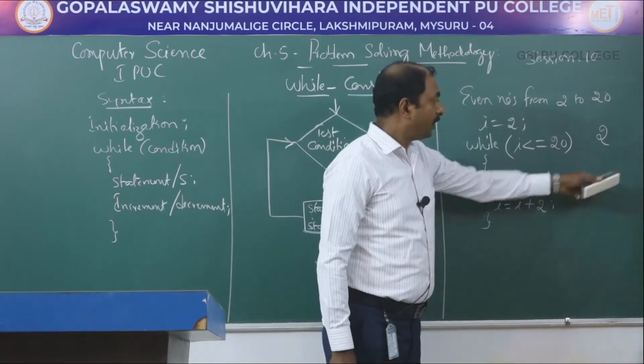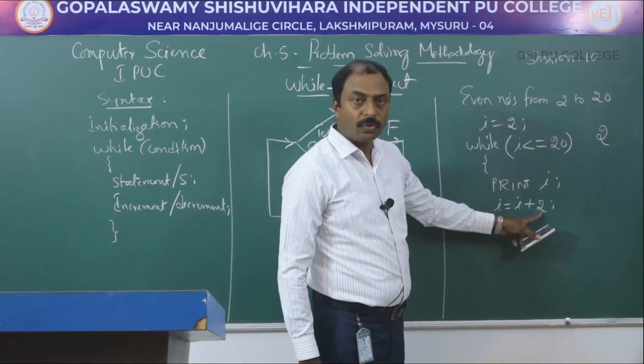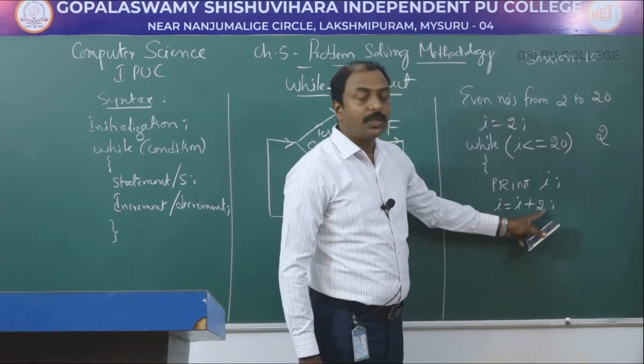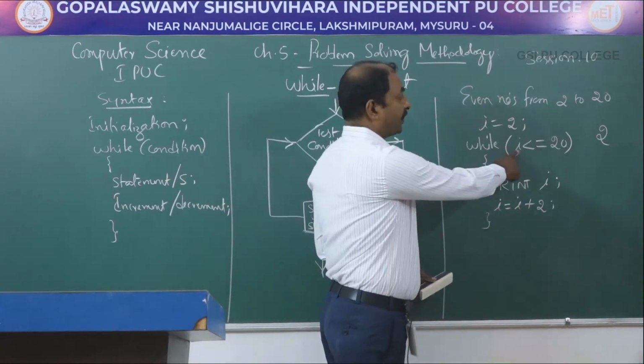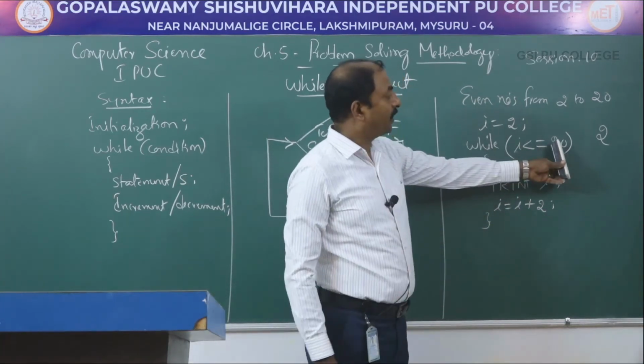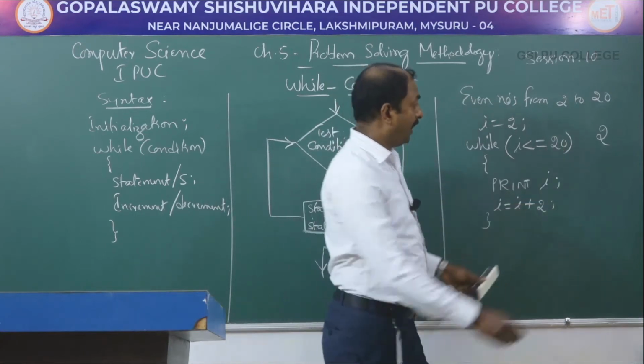How do we get 4 here? By adding 2 to this value. So I equals I plus 2. Here the value of I becomes 4. So it enters the check for the condition, 4 less than 20, true, print I, it prints 4.